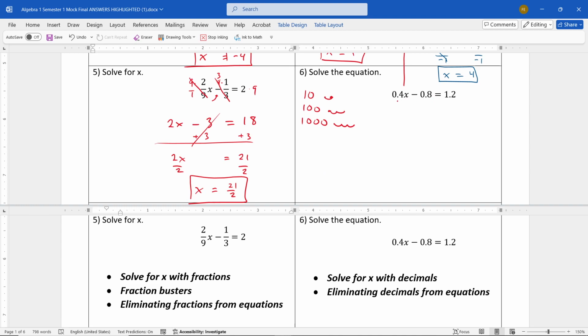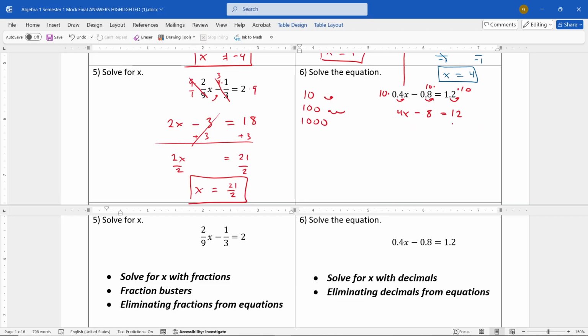In our case, we only have 1 decimal place everywhere, so we need to move our decimal place by 1 place, and therefore 10 would be the easiest thing to multiply. So times 10 to each term, 10 times this, times 10, and that will move the decimal by 1 spot, in this case giving us 4x, minus 0.8, the decimal moves by 1 spot, giving us 8, and 1.2, the decimal moves by 1 spot, giving us 12. So after one step of fraction busters, in this case, times 10, the decimals are cleared.